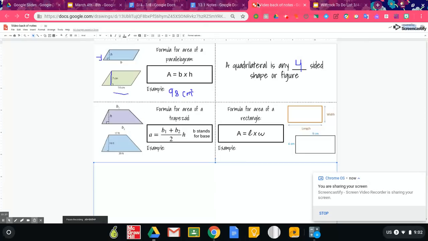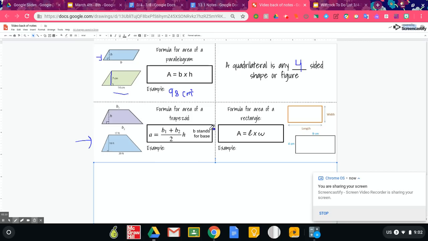Back to this, the next shape I'm going to do is the trapezoid. A trapezoid is this shape. It's four-sided because all quadrilaterals are four-sided. It just has some different properties to it. The formula for the area of a trapezoid is the most confusing out of all of them. It's base 1 plus base 2, and then after you add them, you have to divide it by 2 and then multiply it by the height.